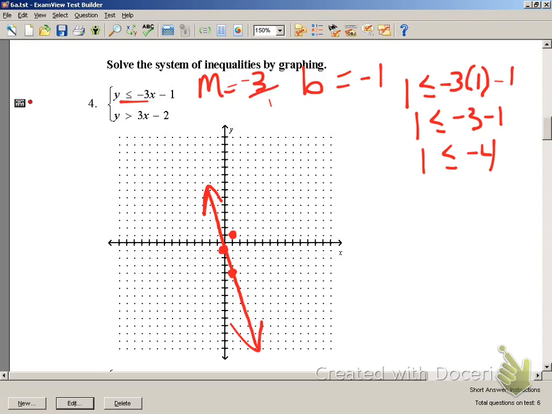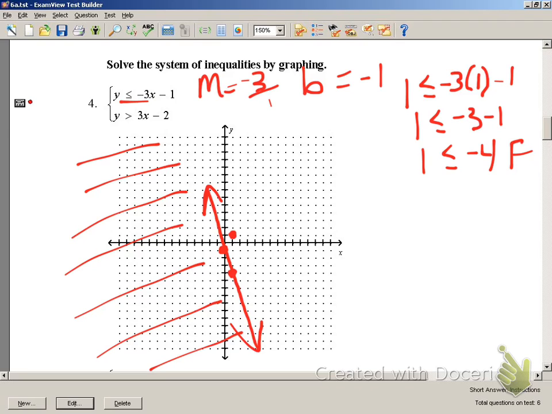If that is true, I'm going to shade in the region of 1, 1. If it is false, I'm going to shade in the other region. 1 is not less than or equal to negative 4. That is false. So that means that I need to shade this side over here, on the opposite side of where my test point is. My test point is at 1, 1. So I'm going to shade the opposite region or the opposite side.